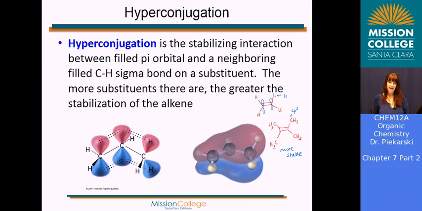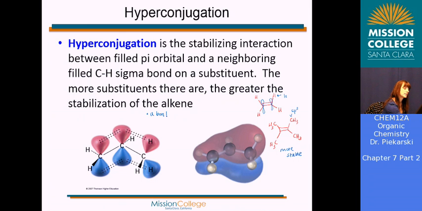Another reason has to do with the fact that a bond between, for example, an sp2 and an sp3 carbon is stronger than, for example, a bond between an sp2 and a 1s hydrogen. So it's all to do with bond strength as well that helps with stability. Okay? So I'll write that here.